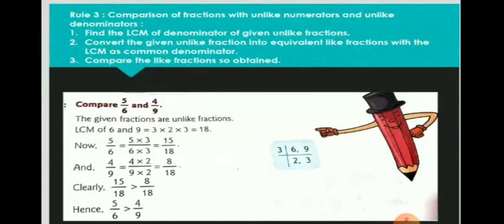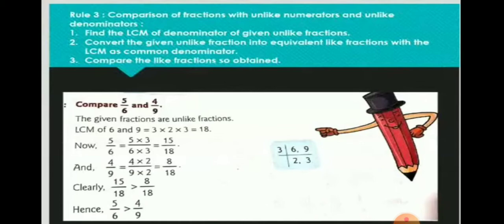Now we have to make the denominator 18 in both the fractions. So we will see which multiple of 6 gives 18. So we will multiply 6 by 3 and we get denominator 18. When we multiply the denominator with 3, we have to multiply the numerator also by 3. So we will make 5 into 3, that becomes 15. Similarly, we will do in case of 4 upon 9.